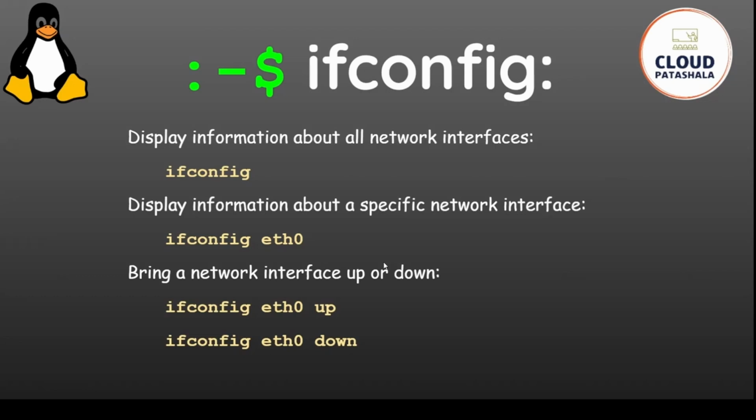To display information about a specific network interface or network interface card, you could mention the network interface ID, ifconfig. In this example, it is Ethernet 0. If you want to bring a network interface card up or down, you could use ifconfig Ethernet up, ifconfig Ethernet down.